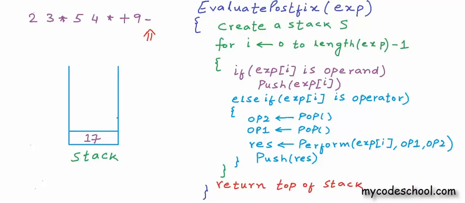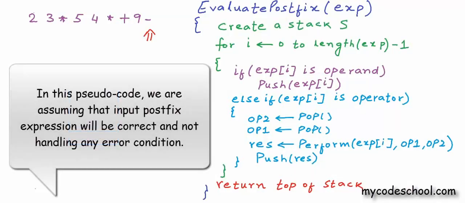You will have to take care of some parsing logic in an actual implementation. An operand can be a number of multiple digits, and then we will have a delimiter like space or comma, so you'll have to take care of that. Parsing operands and operators will be some task. If you want to see my implementation, you can check the description of this video for a link.